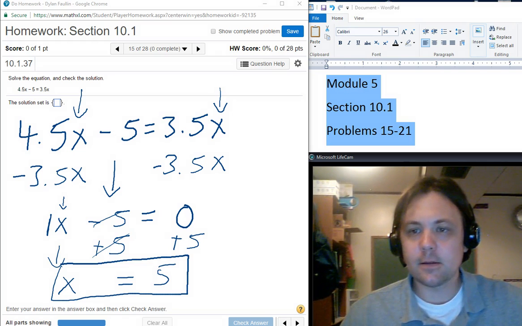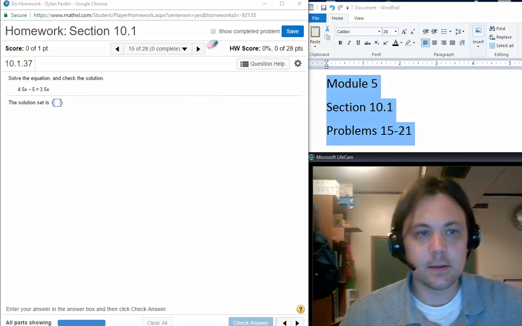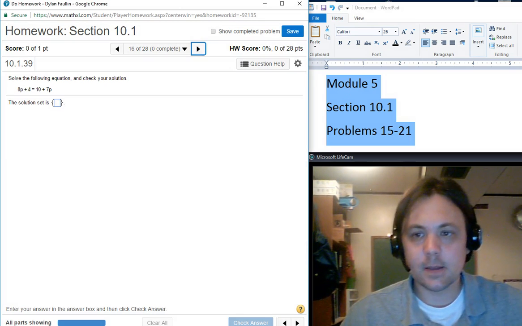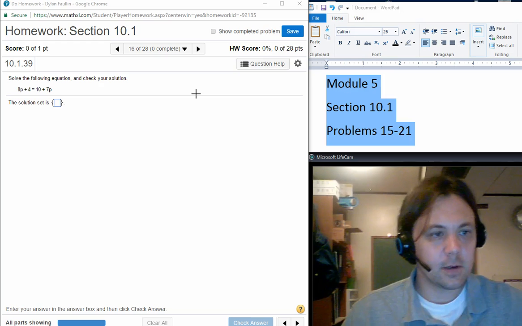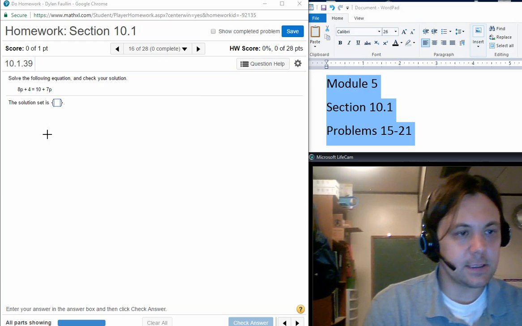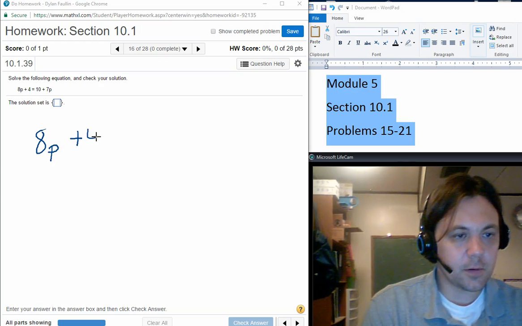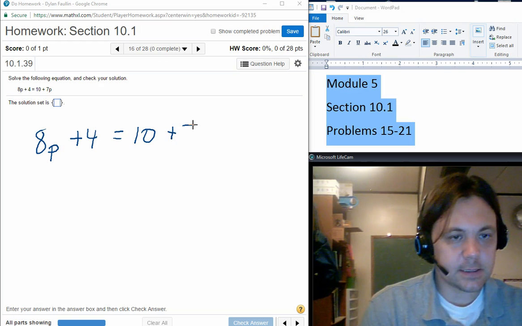All right, let's take a look at the next example, number 16, and see what we have. All right, so this one's getting a little more interesting. We have 8p plus 4 equals 10 plus 7p.